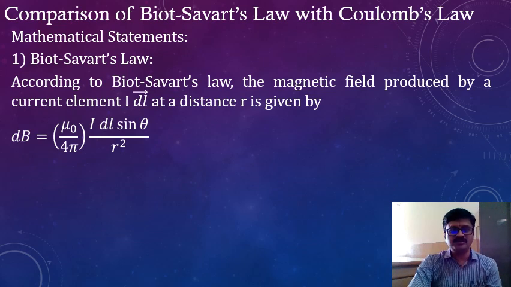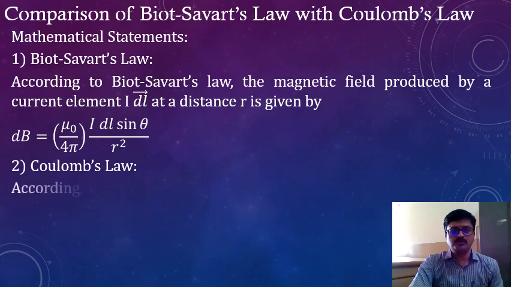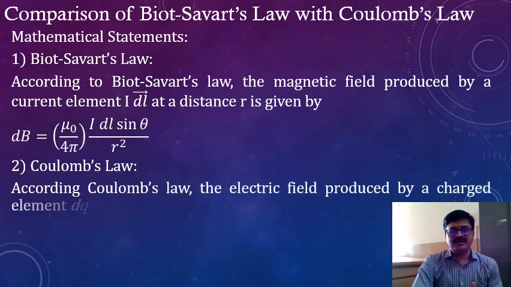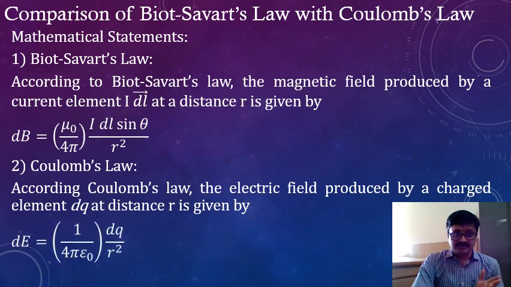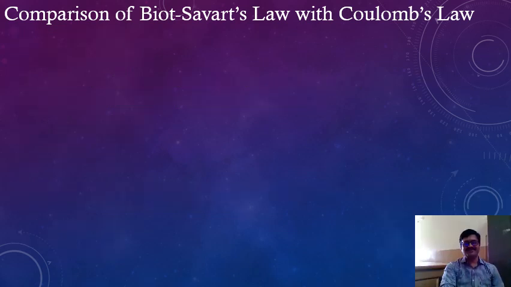Now let's move on to the second one, that is Coulomb's law. According to Coulomb's law, the electric field produced by a charged element dq at a distance r is given by dE = 1/4πε0 × dq / r². So this is the statement-wise expression that I am making. Now let's move on to the similarities firstly and then the differences. We shall take a look at the comparison, similarity firstly.